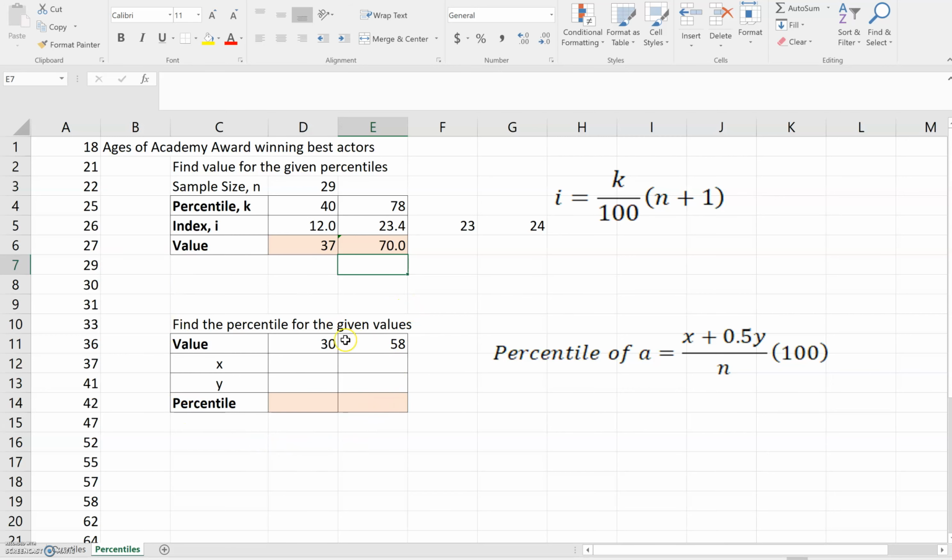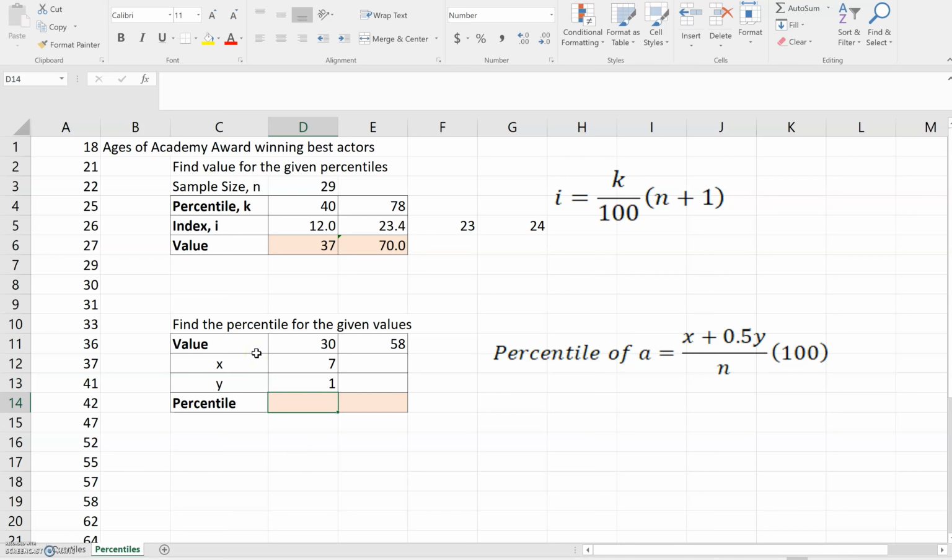And now for these last two examples, we're given a value in the list. The first one is 30, and we want to figure out what percentile that is for the list. Okay, so now the X in this formula is the number of values that are less than our given value. So if I look, I have 7 values less than 30. And Y is the number of times our 30 shows up in the list. And well, it only shows up the one time, so this is going to be 1.